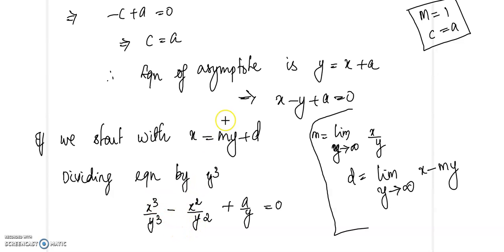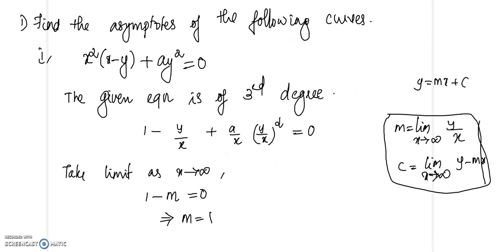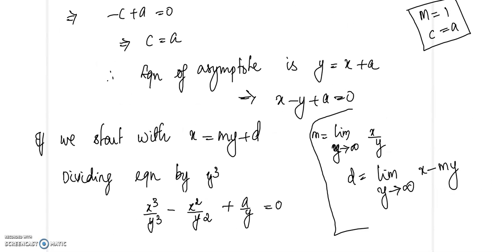So that gives x cube y cube, which when we divide, in the first term x cube by y cube comes, minus x square by y square plus a by y equal to 0. Now, as we take the limit y tends to infinity, the limit of x by y is what we call m. The first term will be m cube, the second term minus m square, plus this term will be 0. So the limit of 1 by y as y tends to infinity will be 0.